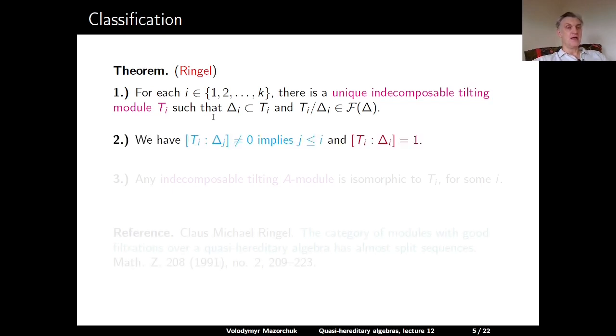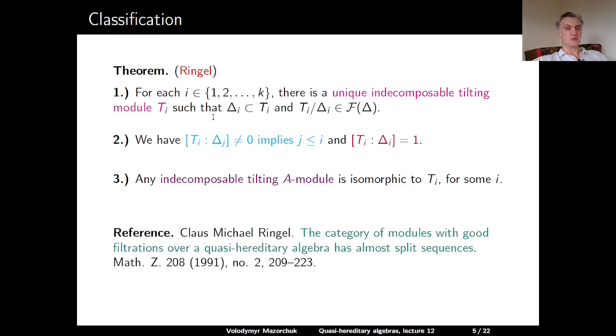Claim 2. The multiplicity of delta j in Ti is non-zero only if j is less than or equal to i, and the multiplicity of delta i in Ti is 1. And claim 3. Any indecomposable tilting A module is isomorphic to Ti for some i. In other words, we have exactly k pairwise non-isomorphic indecomposable tilting modules over A.